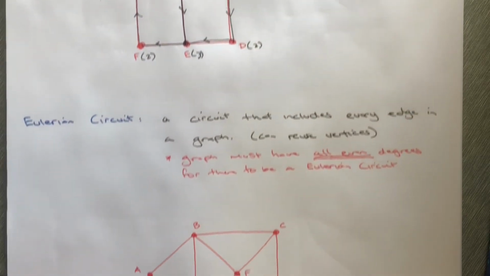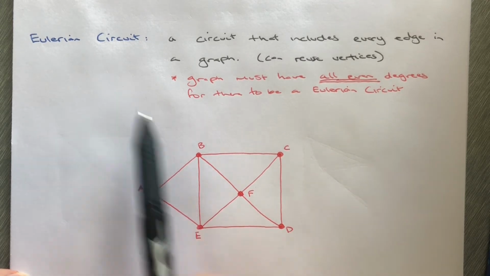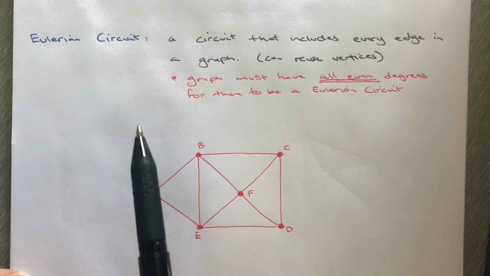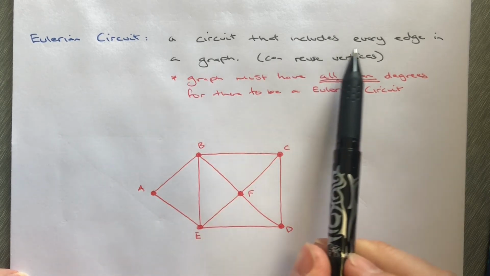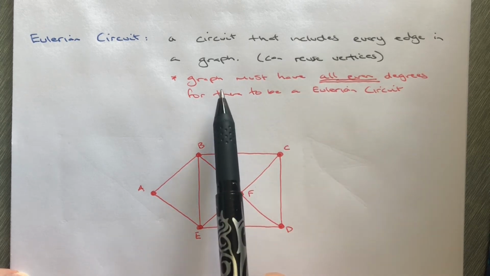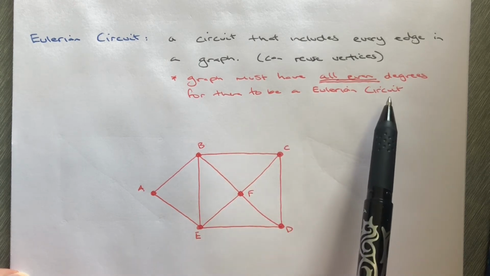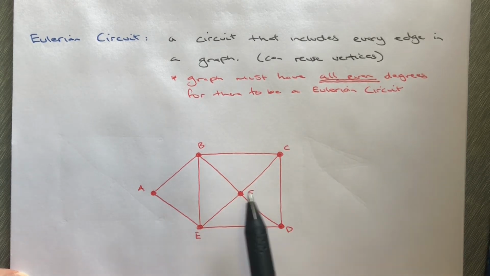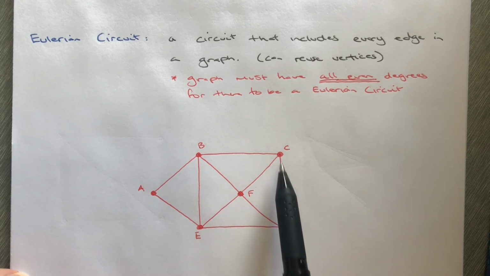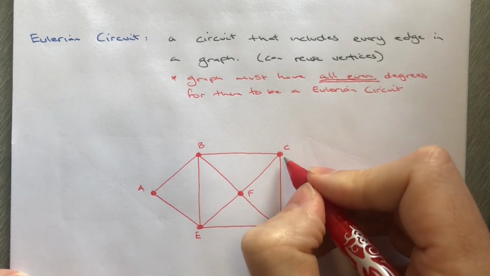But we're going to move down to Eulerian circuits here. Hopefully you remember that with a circuit, you have to start and finish at the exact same spot. All right, now let's read through this to make sure we're nice and clear. A Eulerian circuit is a circuit that includes every edge in a graph, and again, we can reuse those vertices. A graph must have all even degrees for there to be a Eulerian circuit. What I can see here is that most of them are even, except we've got a couple of odd ones here and here. So I meant to put another edge in there before, so I'll put that in now.